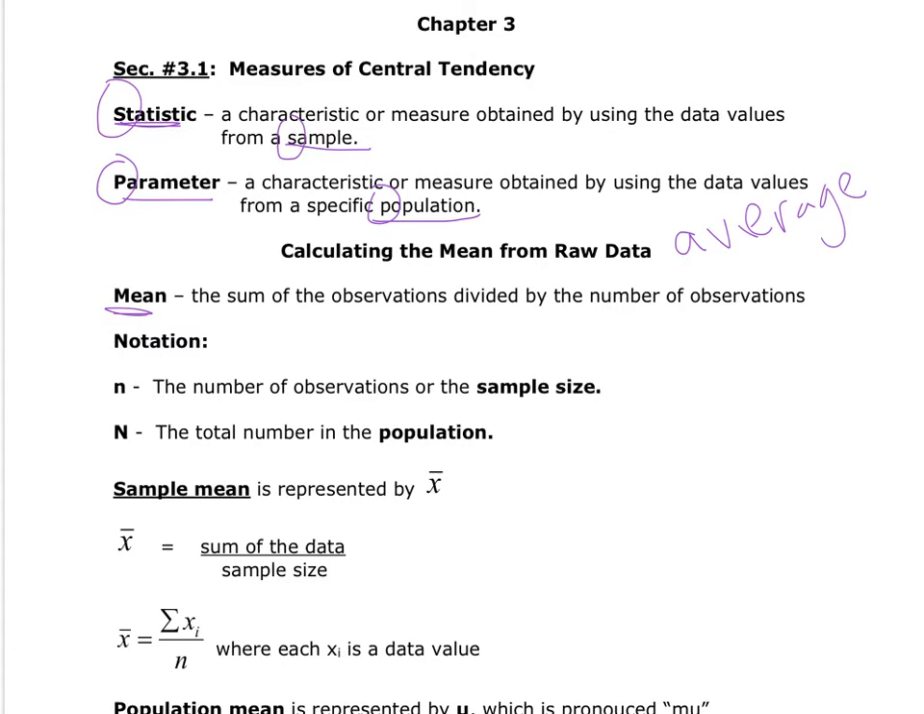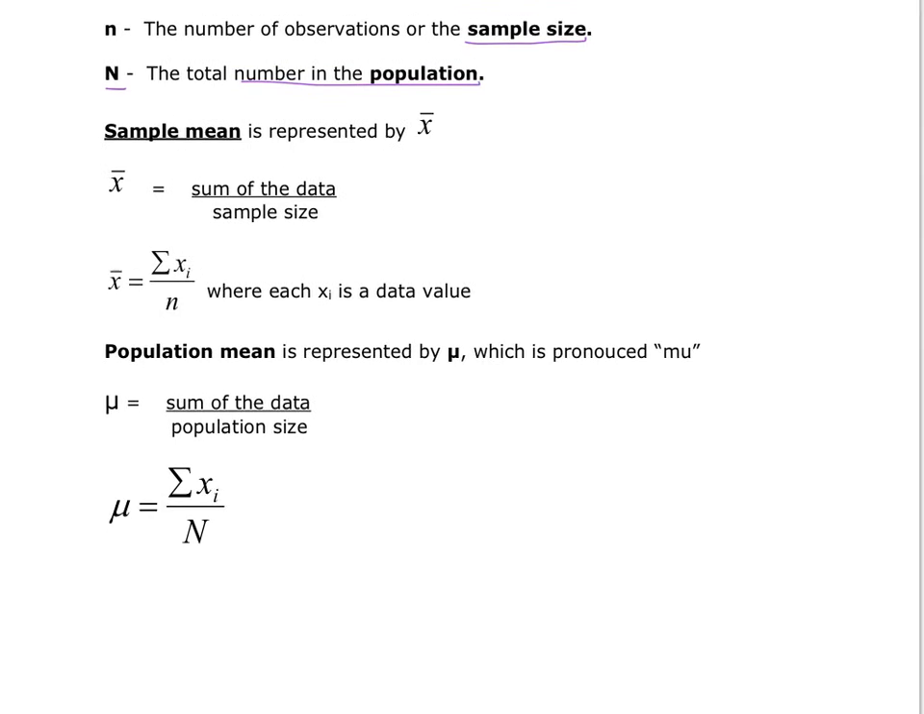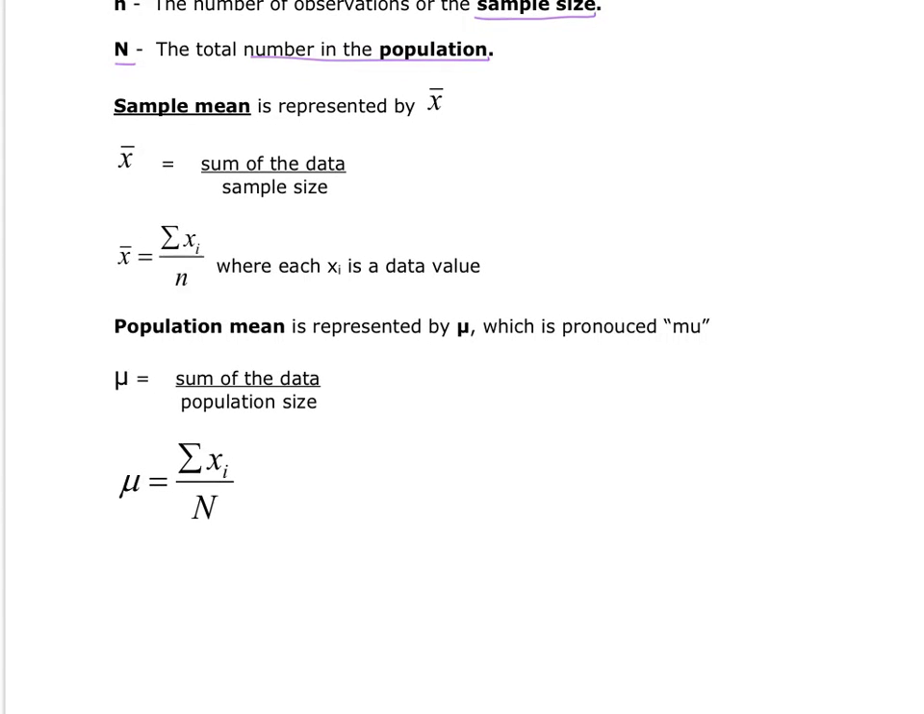So we have some special notation. Little n is the sample size. Capital N is the number in the total population, or the population size. The sample mean is going to be represented by the symbol which we call X bar. It's just the sum of the data divided by the sample size. We symbolize this as this guy, which means sum of. So the sum of the data values divided by the sample size.